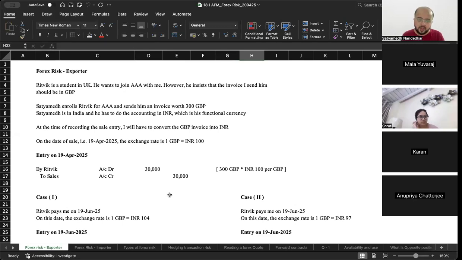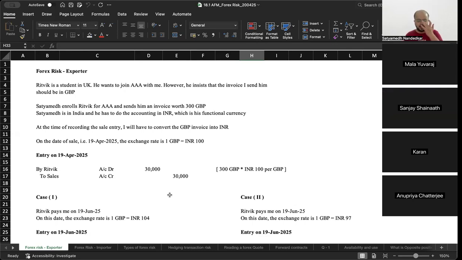So there's a student in UK and he wants to join AAA with me. However, he insists that the invoice I send him should be in pounds. Okay, I enroll him for AAA and send him an invoice worth £300. Now, Satyamed is in India and I have to do my accounting in rupees, which is my functional currency. Now, at the time of recording the sale entry, I will have to convert the pounds into my currency, which is the rupee.